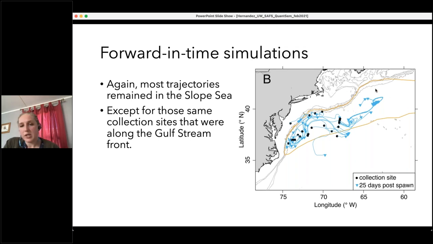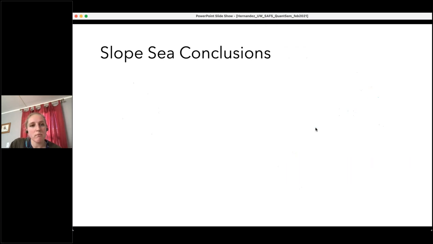So we're asking, where would these larvae have ended up if we had not collected them? Where would they have been on day 25 of larval life, when they start to be quite good at swimming and particle tracking isn't a good approximation of their movement anymore? And again, we see that most of these trajectories remained in the slope sea, except for these same few that were collected along the Gulf Stream front.